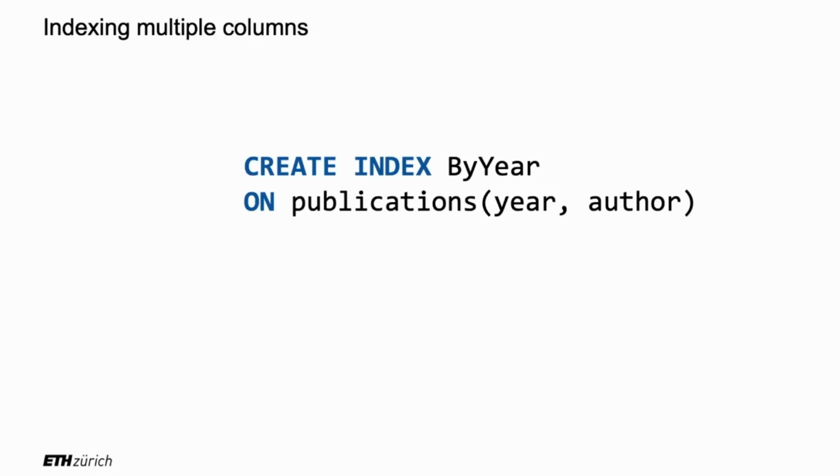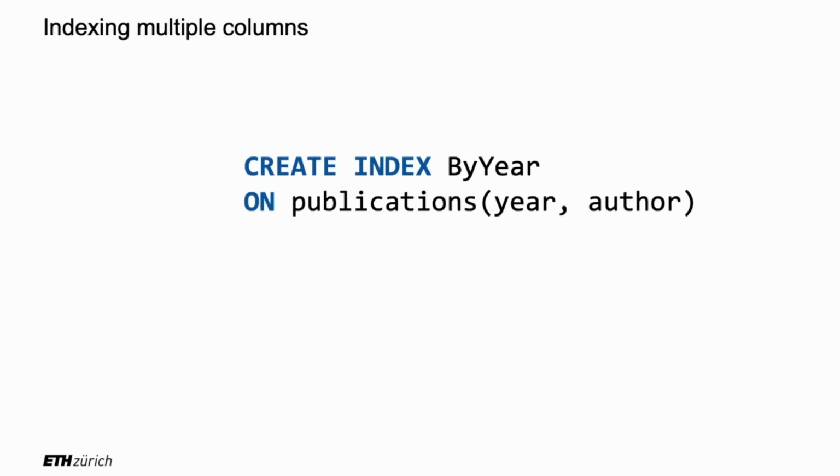Then we are going to have, in that case, 2020A, 2020B, 2020C, 2020D in my B+ tree. Then I'm going to have 2021A, 2021B, 2021C, 2021D, and so on, right? So this is really first by year, then by author.